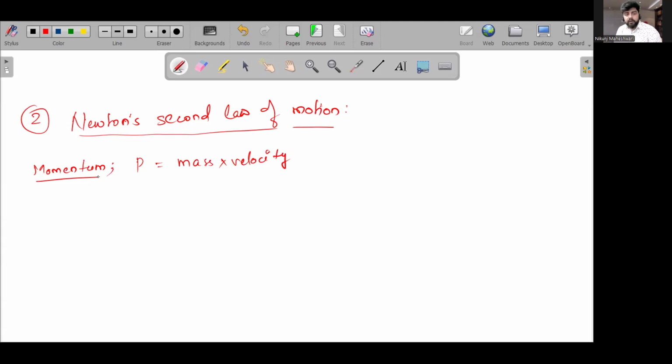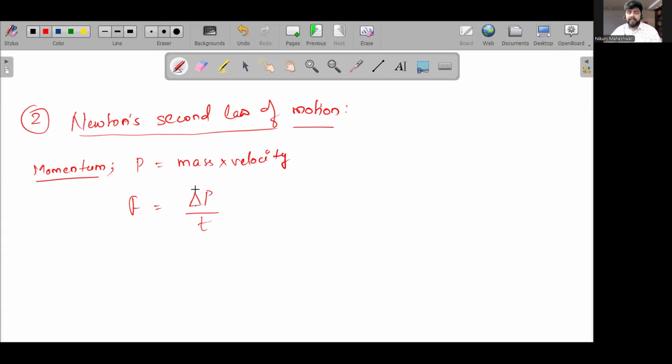Okay, sir. First law tells you need a force to move an object. Second law will tell you how much that force is. How, sir? According to Newton's second law, force is equal to the change in momentum over time. Sir, as soon as I see delta, I get confused.